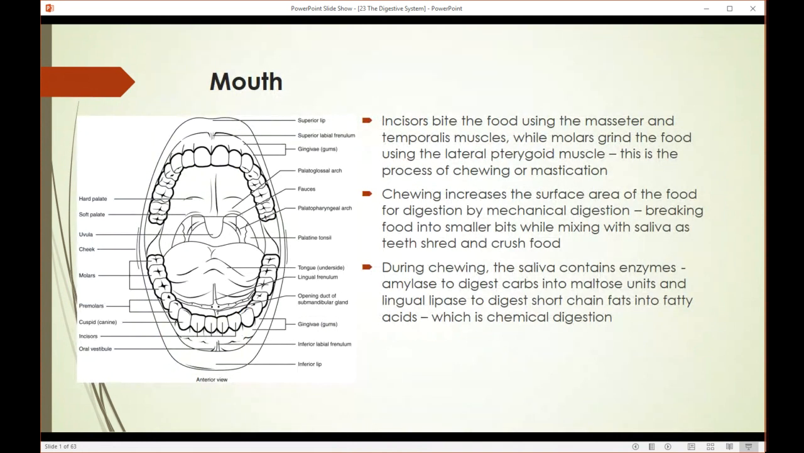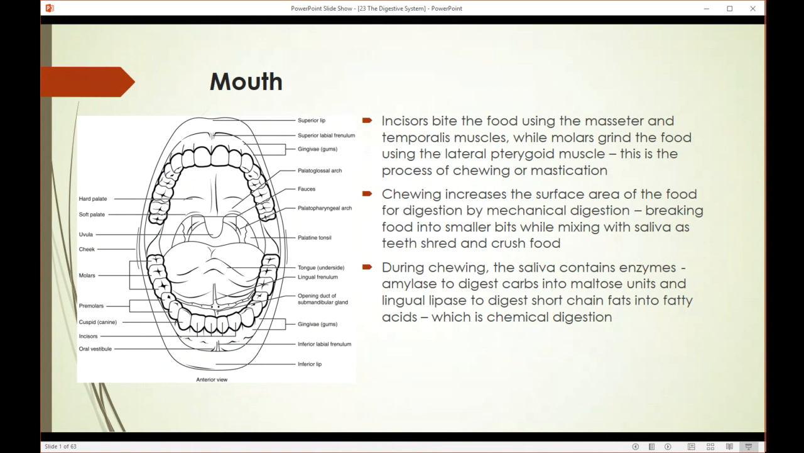Within our mouth, we have different types of teeth. Specifically, we have some incisors here. The incisors are going to help us bite the food. They use the masseter, which is right in the cheek, and our temporalis muscles. The molars, which are going to be in the back, are going to grind up the food. They use the lateral pterygoid muscle. That's the process of chewing. We also call chewing mastication.